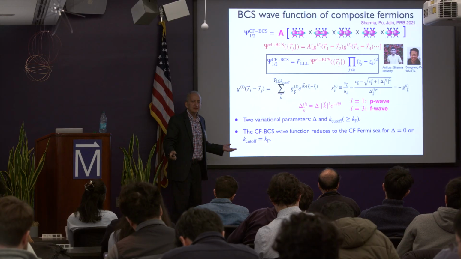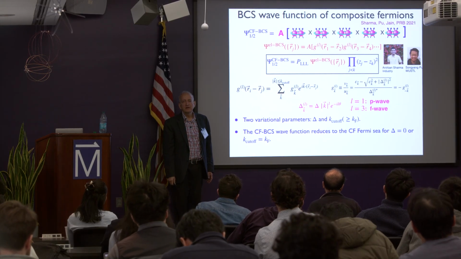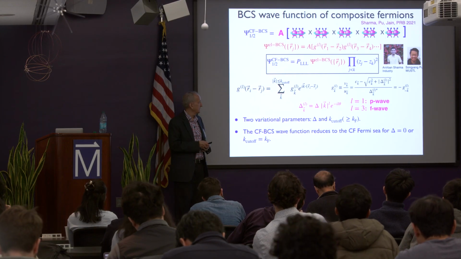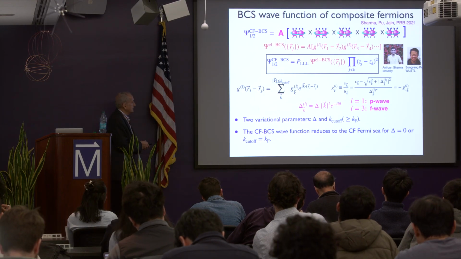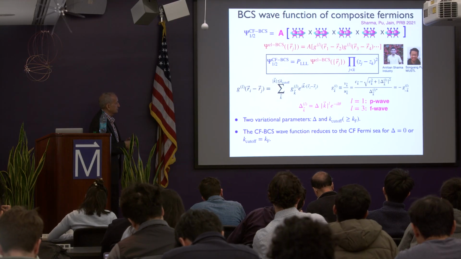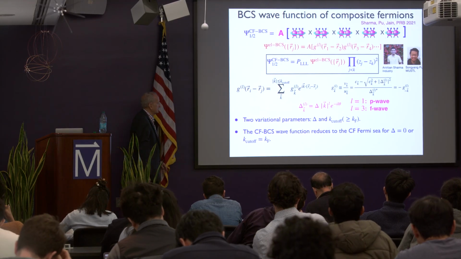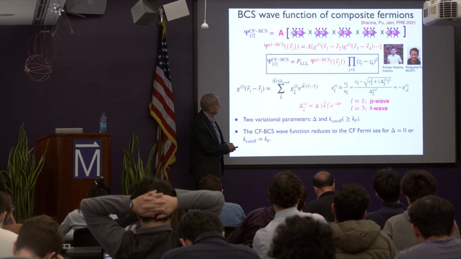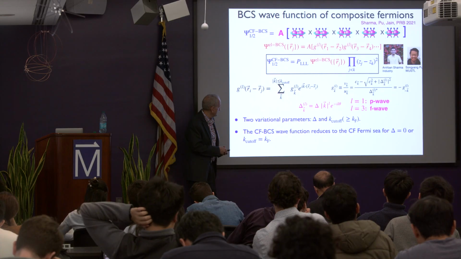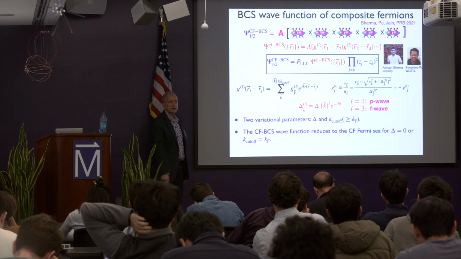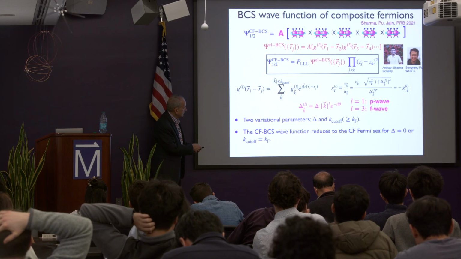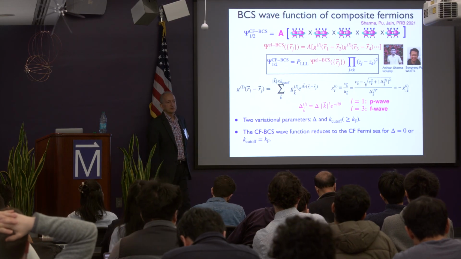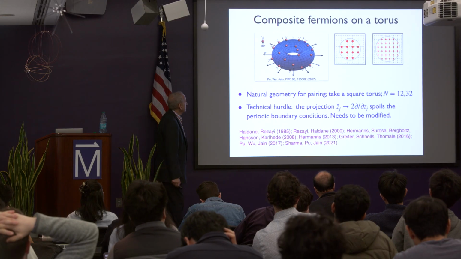You might naively think of it like a Debye cutoff that we have in standard BCS theory. So there are two variational parameters. We are going to minimize the energy with respect to these parameters. This wave function reduces to just the Fermi sea when either you put the gap equal to 0 or the cutoff equal to k_F. If the lowest energy is given by this, then we have the Fermi sea. Otherwise, we have pairing.